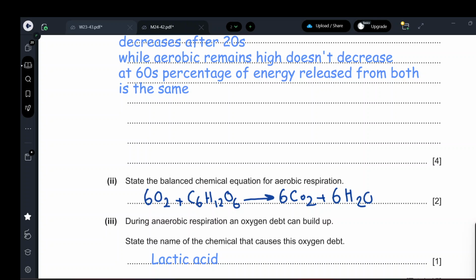During anaerobic respiration an oxygen debt can build up. What is the chemical that causes oxygen debt? Lactic acid. Lactic acid is produced from anaerobic respiration.